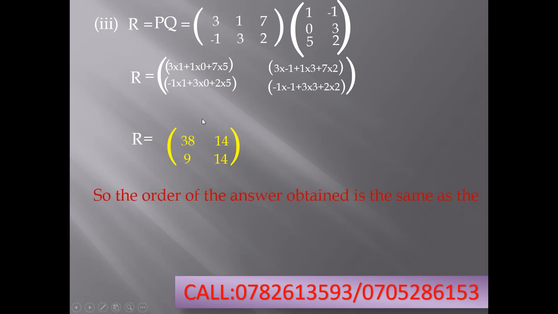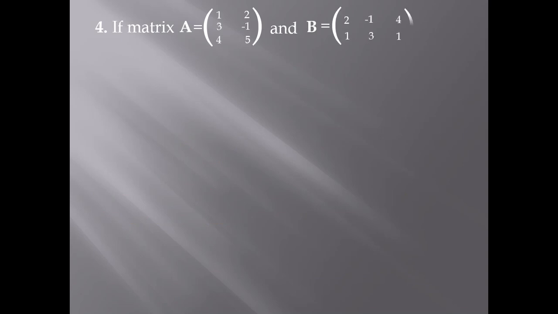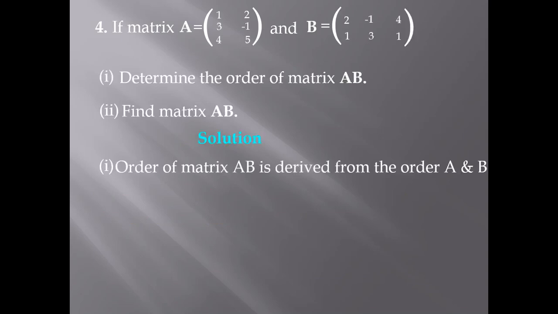Now that takes us to our next example, which is example 4. We have those matrices provided. Question 1: determine the order of matrix AB. We said that AB is A times B. Before you get the order of A times B, you must be in position to tell the order of A and the order of B.